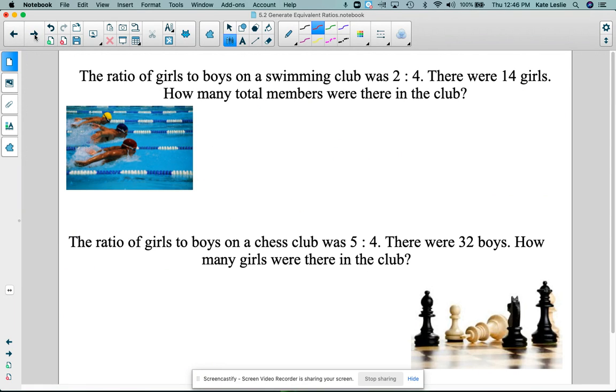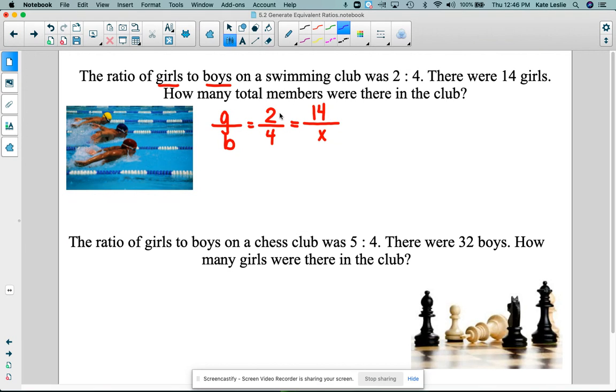Okay. This one, the ratio of girls to boys on a swim club was 2 to 4. So I'm comparing girls to boys. Make sure that you always label it in the order that it's given. So girls to boys is 2 to 4. It says that there were 14 girls. So that's going to go on the top for girls. We need to figure out the number of boys.